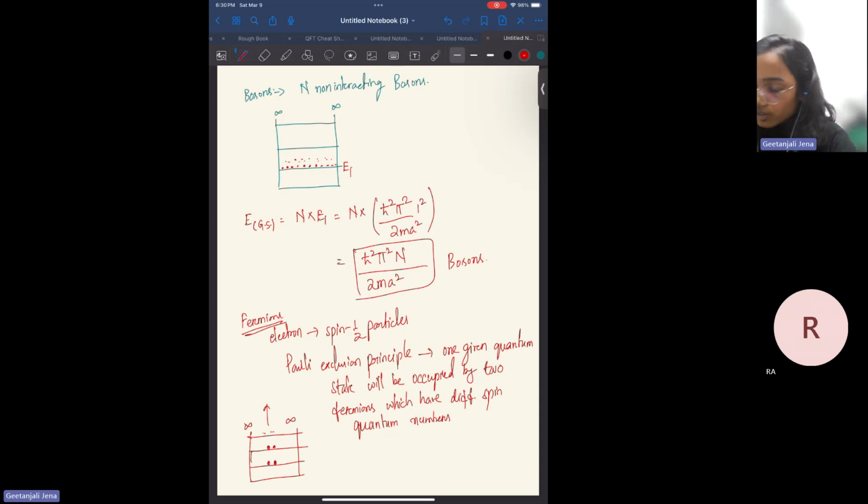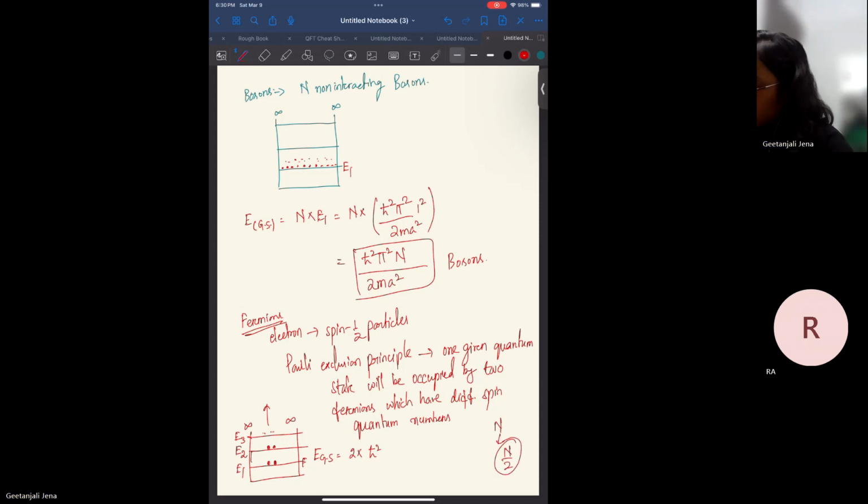So now, for this kind of particle distribution, the ground state energy will be 2 times the ground energy of this level, plus 2 times the energy of this E2 level, plus 2 times the energy of this level, right? So if you have n fermions, that means n by 2 states will be occupied.